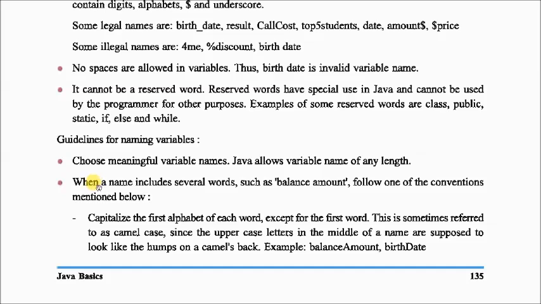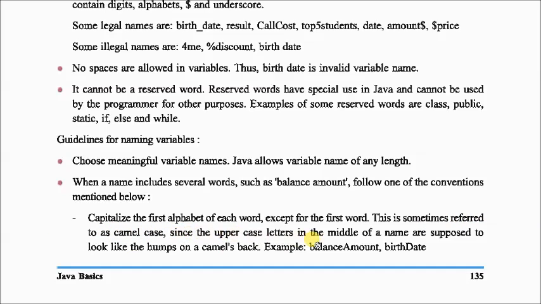When a name includes several words, such as balance amount, follow one of the conventions mentioned below. Capitalize the first alphabet of each word except for the first word. This is sometimes referred to as camel case.